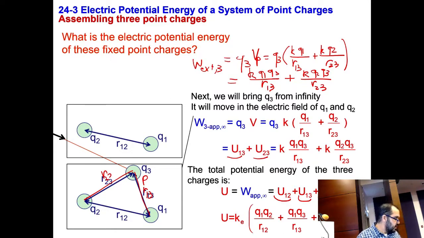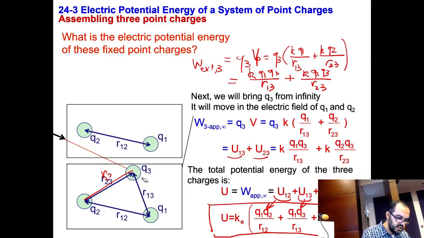So it's actually the sum of the potential energy between charge 1 and 2, plus the potential energy between charge 1 and 3, plus the potential energy between charge 2 and 3. This is U12, U13 and U23. So this is the potential energy of these charges when they are at the configuration that we have shown here. We can expand this. If you bring a fourth charge from infinity, you do the same thing. You determine how much work is needed to bring the fourth charge, and then you end up with many more terms.